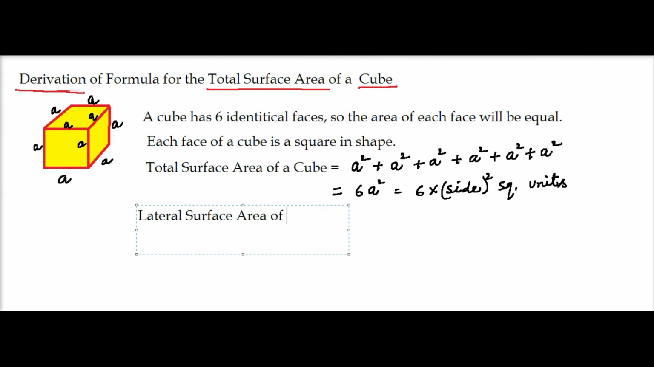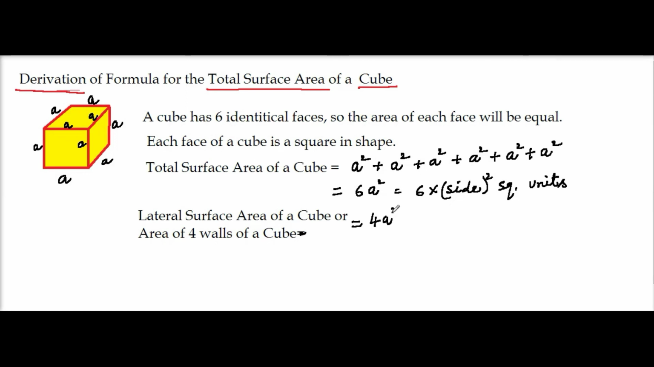Now, lateral surface area of a cube. Again, lateral means the area of only 4 walls or 4 sides of the cube. So here we can write area of 4 walls of a cube or lateral surface area of a cube is 4a square or 4 times side whole square units.